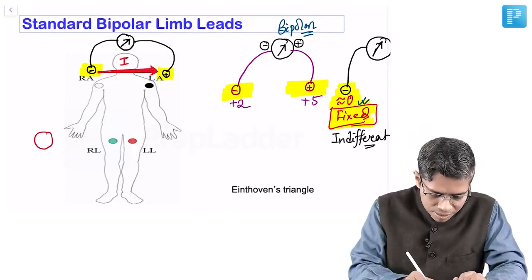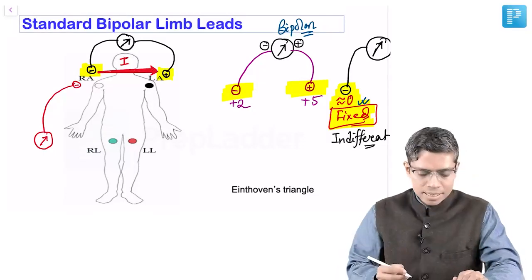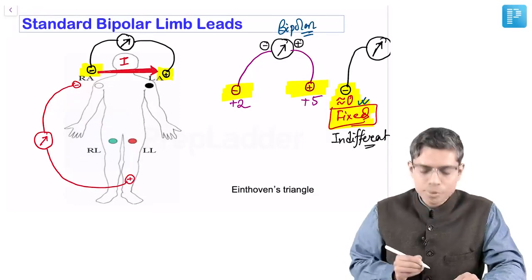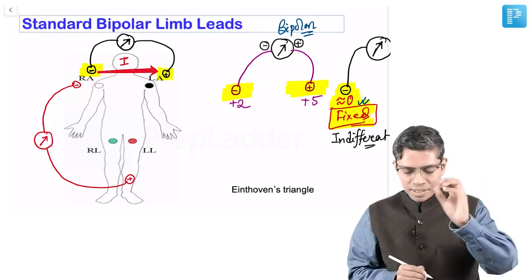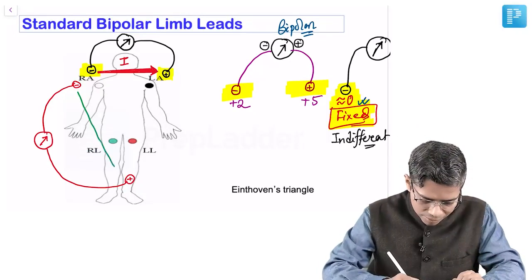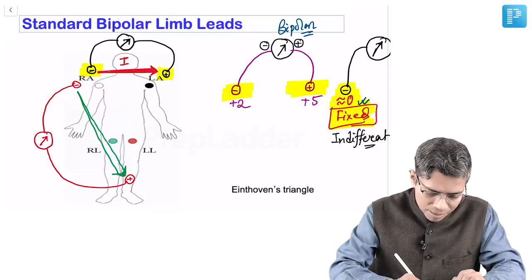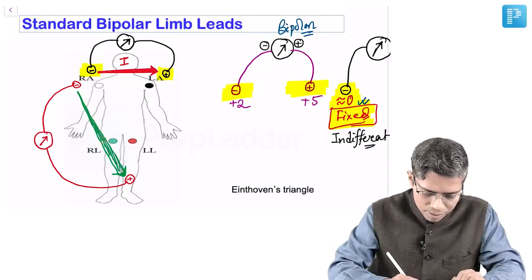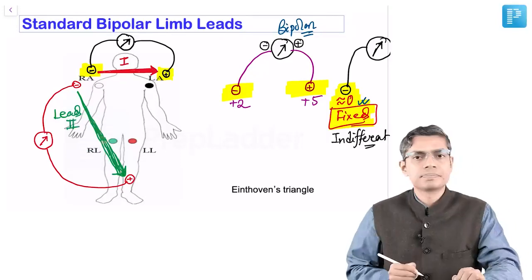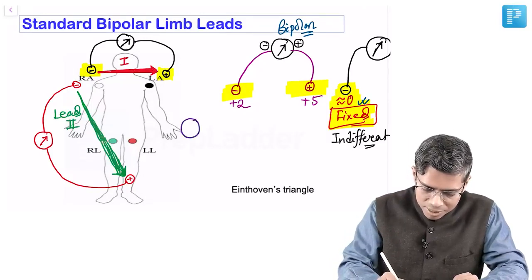Lead 2, this is the voltmeter. If the negative end of the voltmeter is connected to the right arm and the positive end of the voltmeter is connected to the left foot, right? Negative end to the right arm and positive end to the left foot. Again, you are going to get a voltage vector recording which is directed from negative to positive, and this voltage vector is nothing but the voltage vector of lead 2. So this is my lead 2, right? Similarly, if I ask you to connect lead 3, this is my voltmeter.